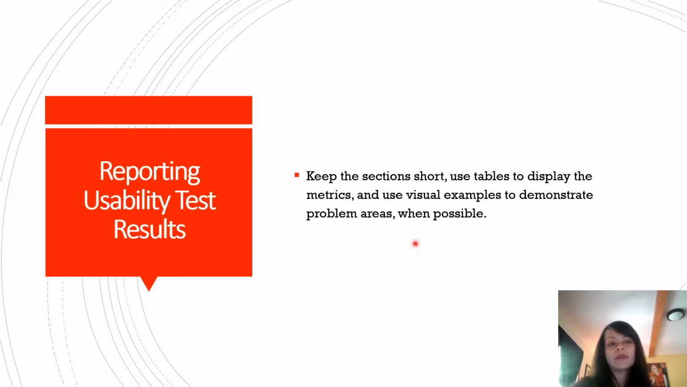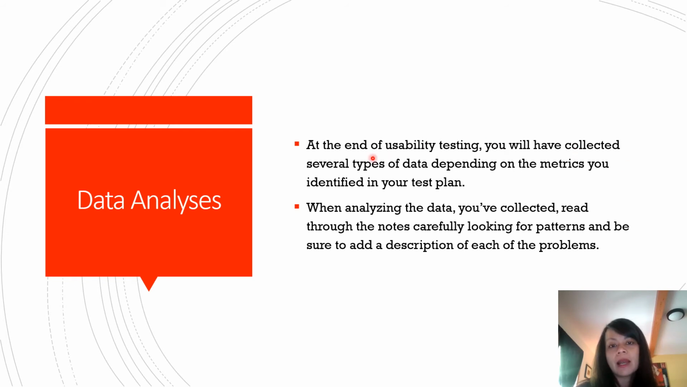Next is about reporting usability test results. Okay, so make sure that you keep the sections short, use tables to display the metrics, and use visual examples to demonstrate problem areas where possible. At the end of usability testing, you'll have collected several types of data depending on the metrics that you have identified in your test plan.